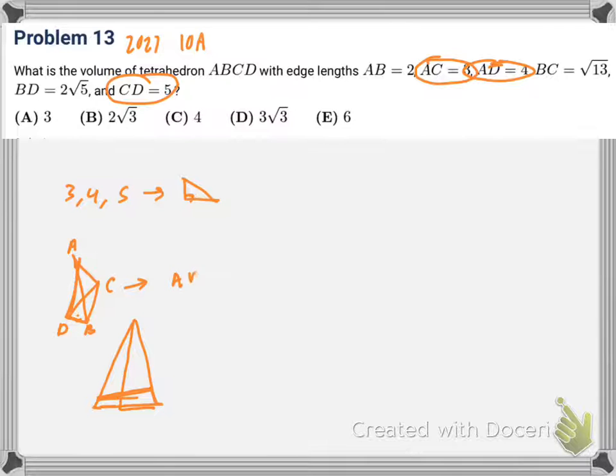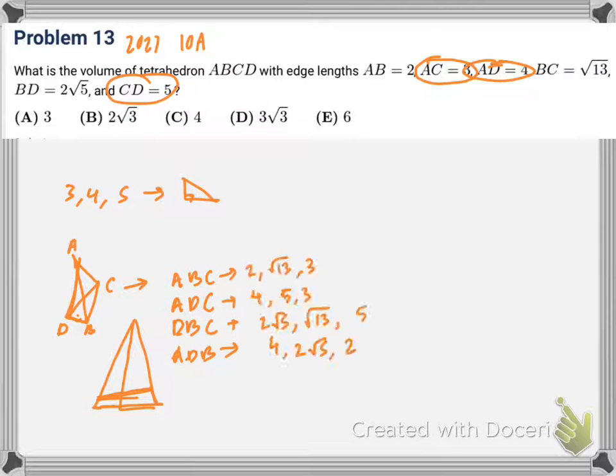So I've got a triangle ABC. I've got a triangle ADC. I've got a triangle DBC, and then I've got a triangle ADB. So if I use these side lengths, I'm just going to go through and fill out all the side lengths here real quick. So I've gone through and filled out all the side lengths, and now I can start looking for patterns.